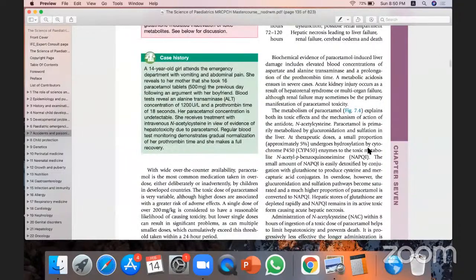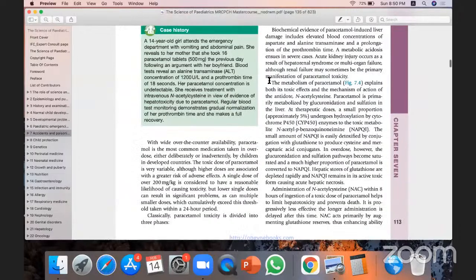Okay, next, case history. This is a child, 14 years, he took 16 paracetamol tablets. So what is the toxic dose of paracetamol, guys? Who can tell us what is the toxic dose of paracetamol? 200 milligram per kg. Okay. So 200 milligram per kg is the toxic dose.